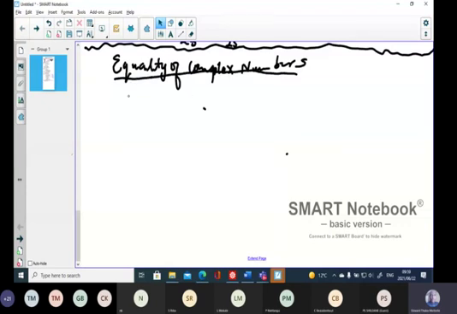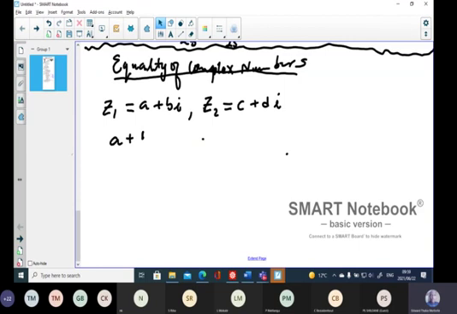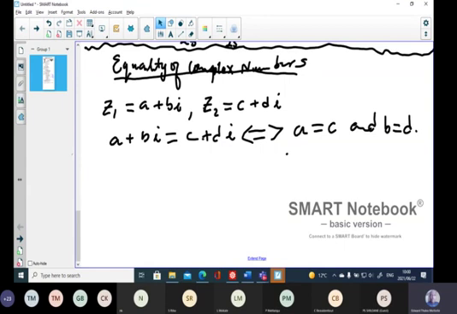So in this case, there's nothing that difficult. You are given two complex numbers, let's say Z1 equals A plus BI, and Z2 equals C plus DI. A plus BI will be equal to C plus DI if and only if A is equal to C and B is equal to D. Yes, that's all under equality of complex numbers.